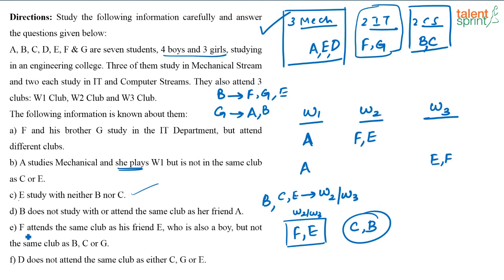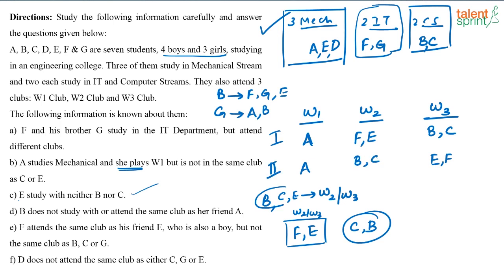Now next, what are they said here? F attends the same club as his friend E, who is also a boy, but not the same club as B, C or G. Now if you look at B and C, we know B and C belong to club 2 or 3 only. So if the first case is our correct case, then B and C will be here, they have to be in W3. Similarly, if the second case is the correct one, B and C will have to be in W2.